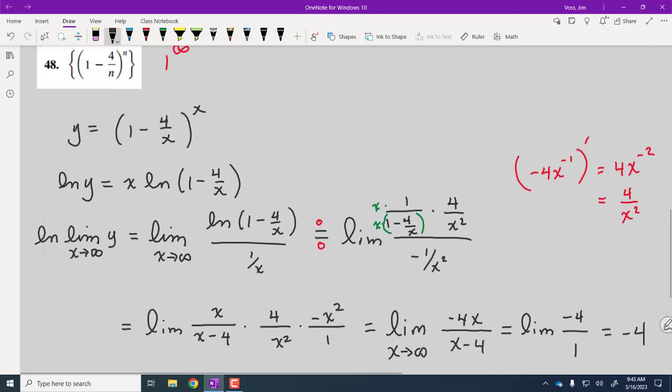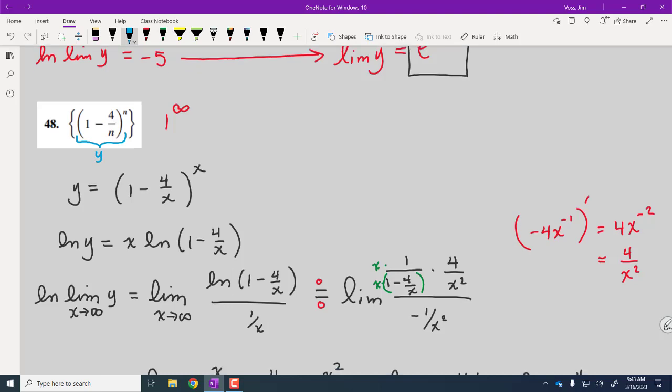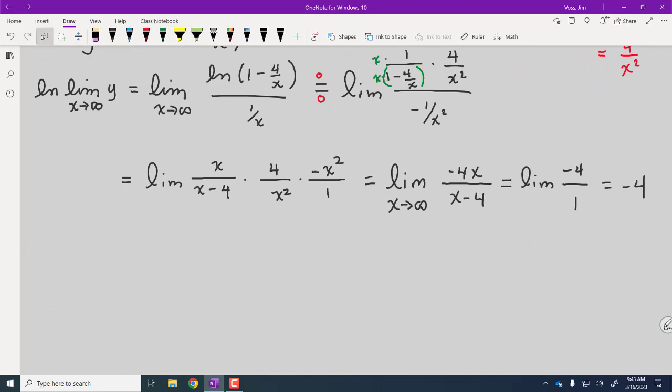Now, the goal is to find the limit of this thing. And this thing up here is what we decided to call y. So that's what we called y. We want the limit of that as x is going to infinity, or n is going to infinity. On the left side, we have limit of y right there, but we have to unravel that natural log. So what do we do to both sides? Yeah, we're going to exponentiate both sides. So the limit of y as x goes to infinity is going to be, we exponentiate that, we get e to the negative 4.